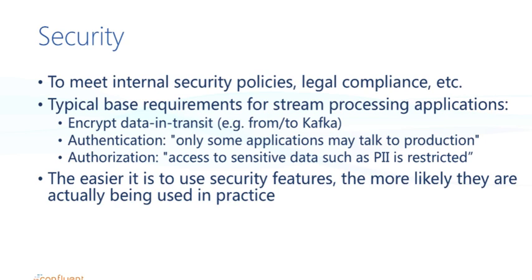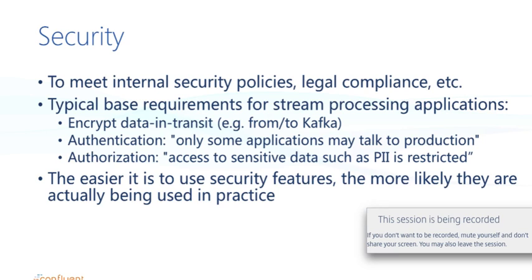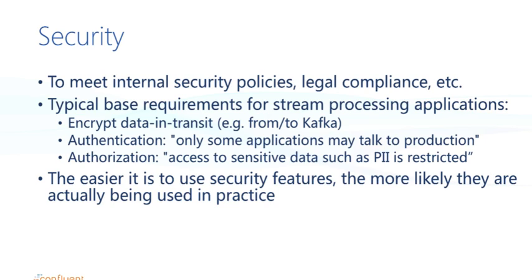but I think typically there are 3 basic requirements for stream processing applications. The first is being able to encrypt data in transit, for example, when you're reading data from Kafka or writing data back to Kafka. You also want to have authentication so that you can enforce, for example, that only certain applications may talk to the production environment. And lastly, authorization, where you can say, for example, we have some information in Kafka that is quite sensitive. It might include personally identifiable information, and we only want to give certain applications access to the sensitive data.